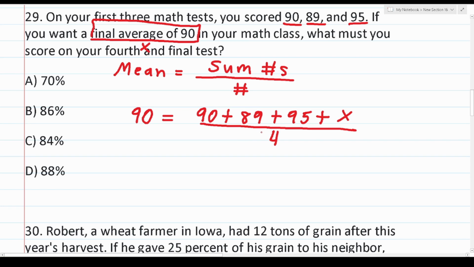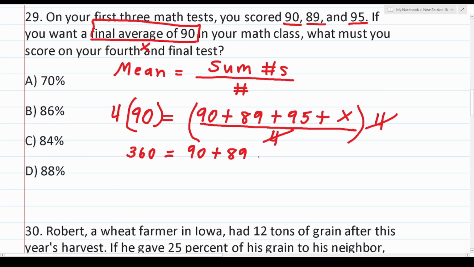So now this is just a matter of solving for x. And the very first thing I want to do is multiply both sides by 4 to clear 4 from the denominator here. This will cross out here, and this is actually pretty easy to do mentally. 9 times 4 is 36. Therefore, 90 times 4 is going to be 360. Okay, and we're left with 90 plus 89 plus 95 plus x over here.